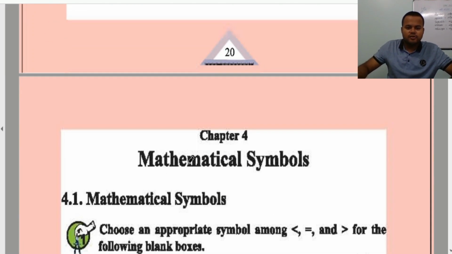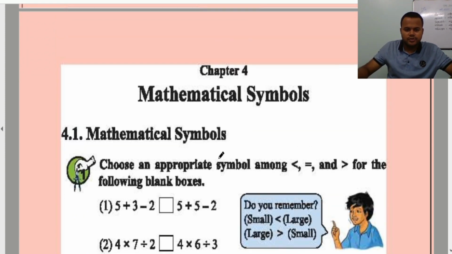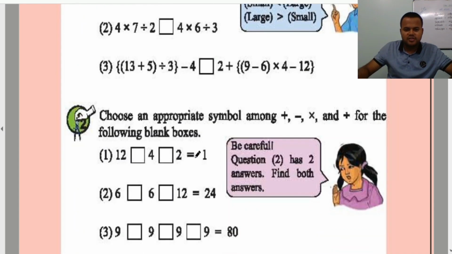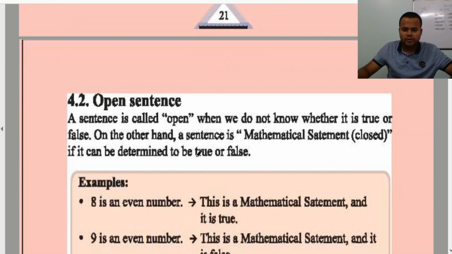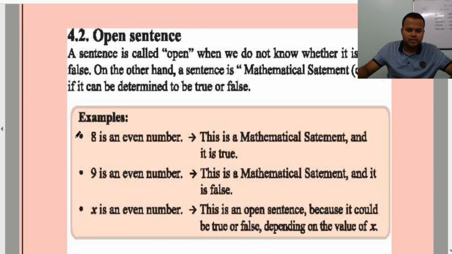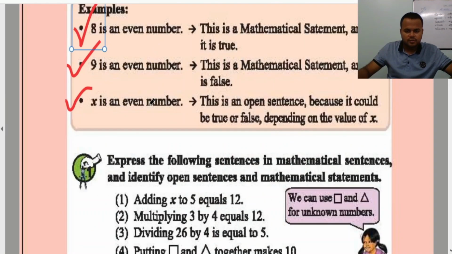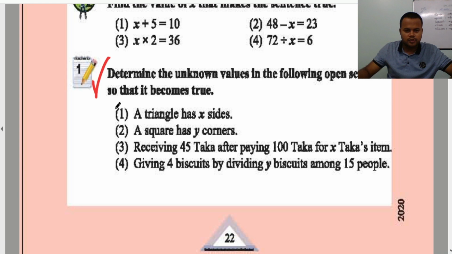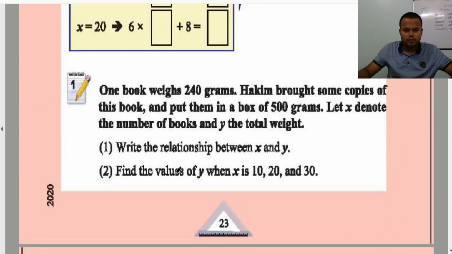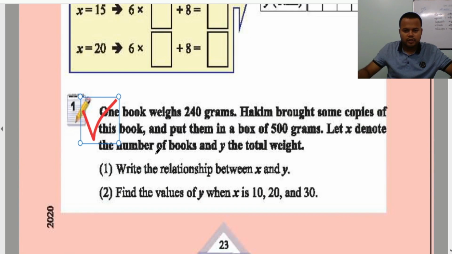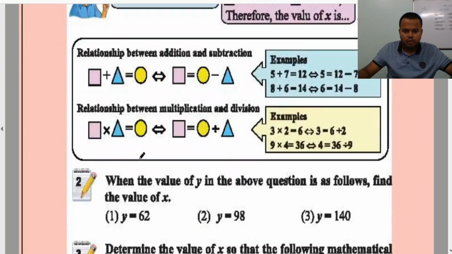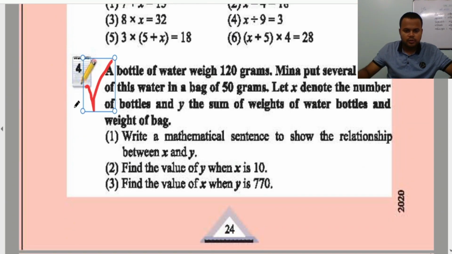Okay, now chapter 4, mathematical symbols. A few days ago we completed this chapter, so I think all of you can remember this. Here we have open sentence and closed sentence. When a sentence is open or closed, we can now find that. Okay, here you have to read this. Now solve this problem. Okay, now solve this one also. This one is important, we have already solved this type of problem.